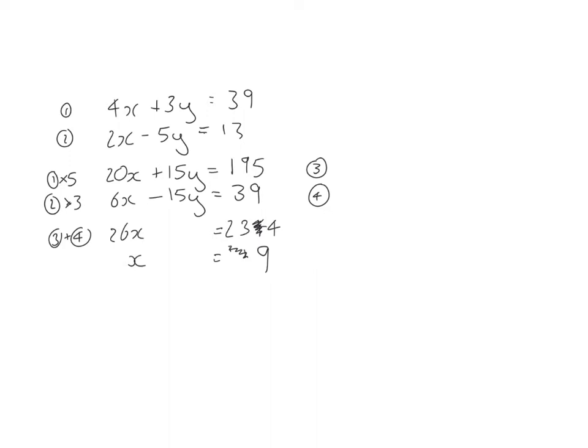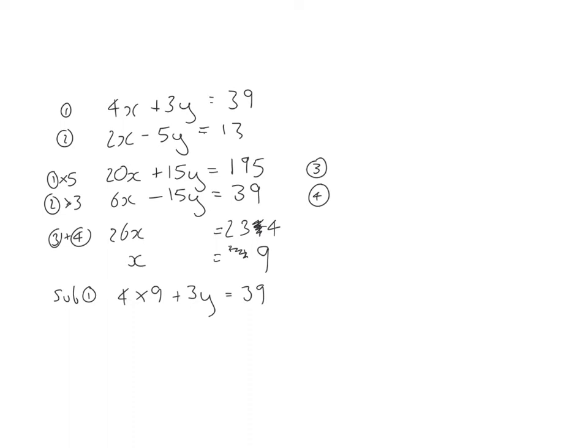I've then got to get what y equals, so then it's back to the same method that they all use. I've got to substitute this into equation 1, and I get 4 times 9 plus 3y equals 39.